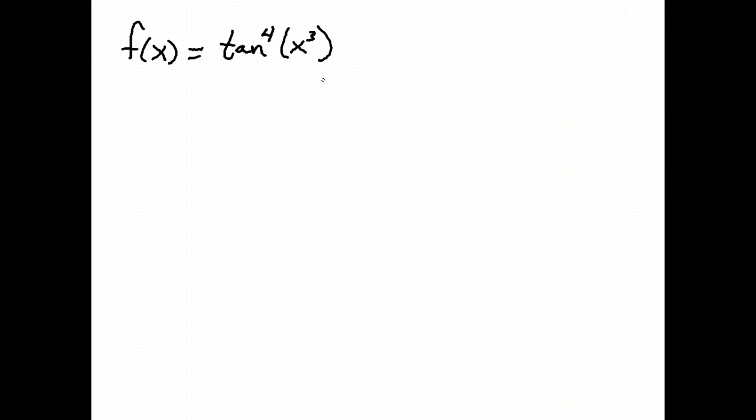Okay, so we have to think about what functions do we have here. We actually have 3 functions going on here because we have x cubed, so x is being cubed, and then we're taking the tangent of that function, and then we're taking that function and raising it to the 4th power. So we've got a lot going on here.